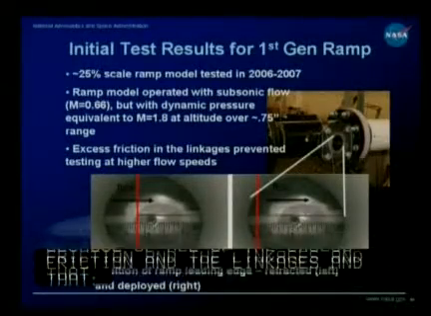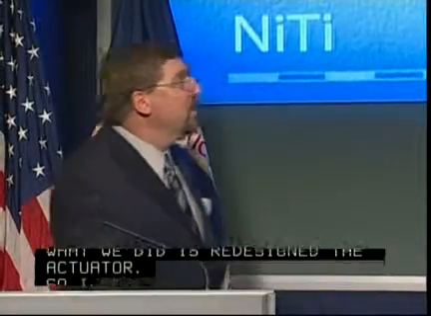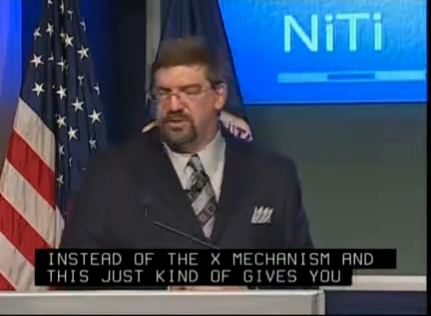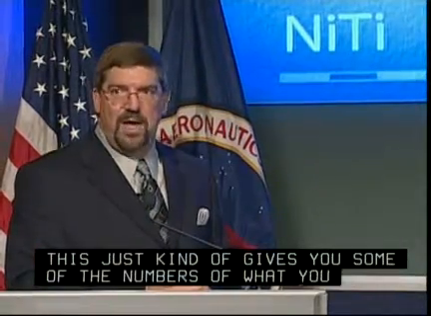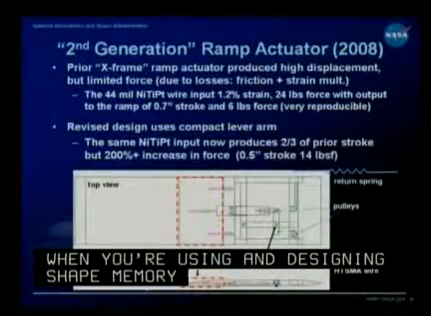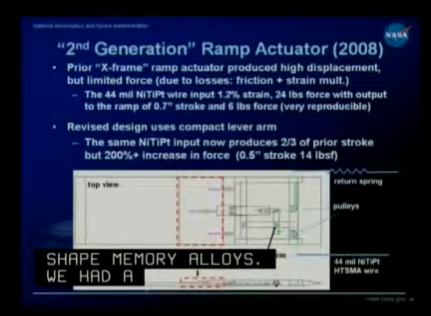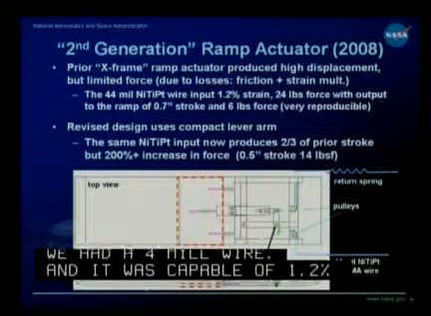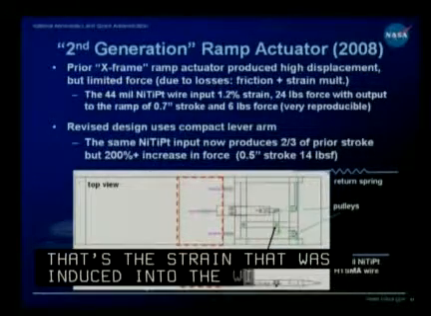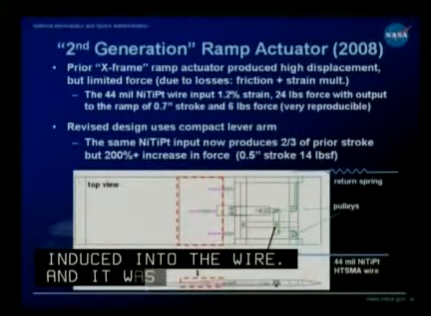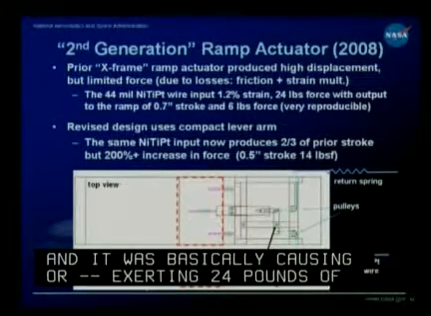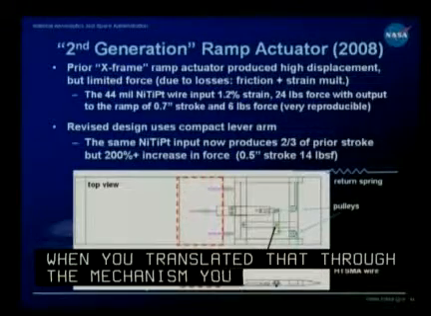So if you go to the next slide, instead of the X mechanism, and this just gives you some of the numbers of what you have when you're designing with shape memory alloys. We had a 44 mil diameter nickel titanium platinum wire, and it was capable of about 1.2% strain. That's the strain that was induced into the wire. And it was exerting 24 pounds of force. When you translated that through the mechanism, you were getting about 7/10 of an inch of stroke, as well as about 6 pounds of force.